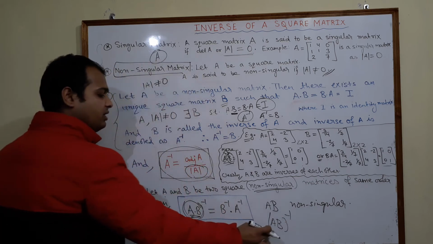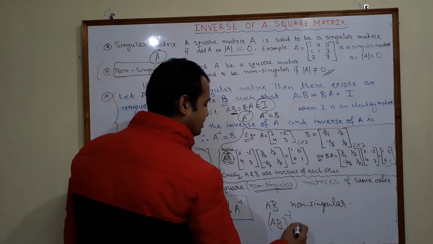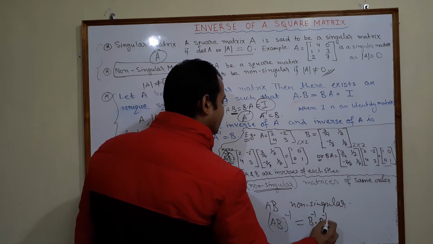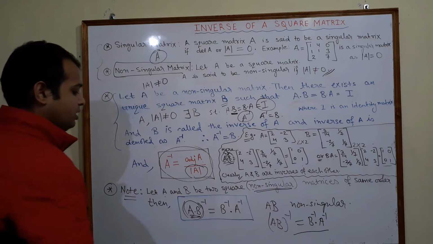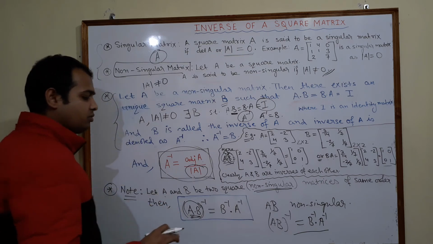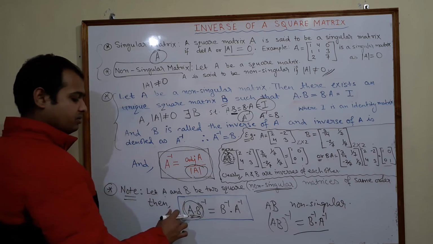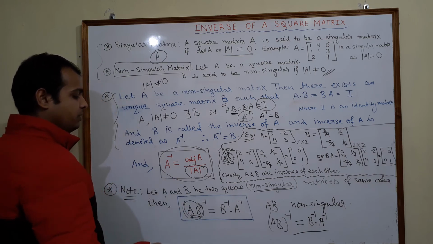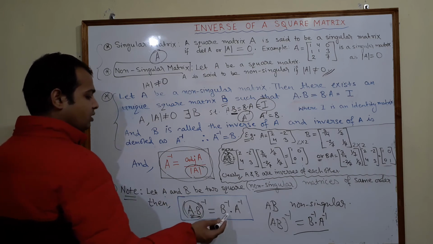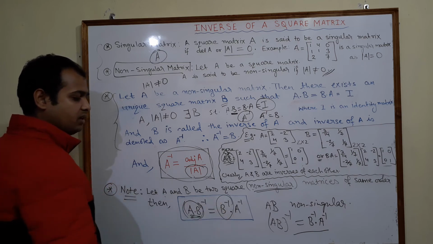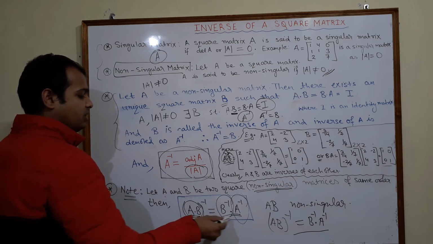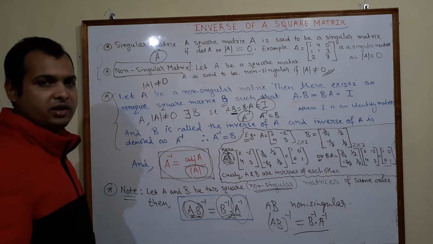This is how we denote the inverse of this matrix, and it is given as B inverse into A inverse. So suppose two matrices are given, both non-singular, and they ask you to first find the product AB and then find the inverse. What you can do is separately find the inverse of B, separately find the inverse of A, and take the product in this manner. Still you will get the inverse of AB only.